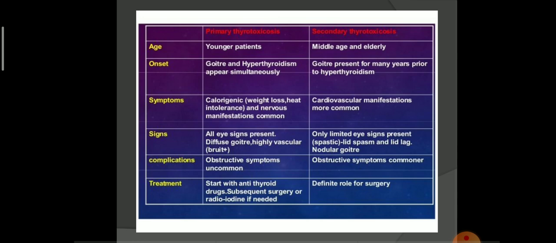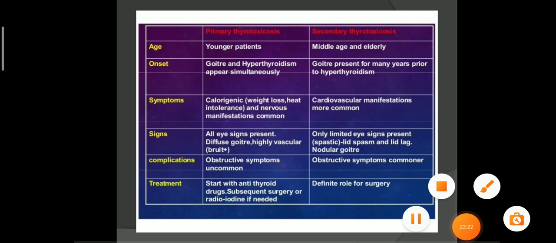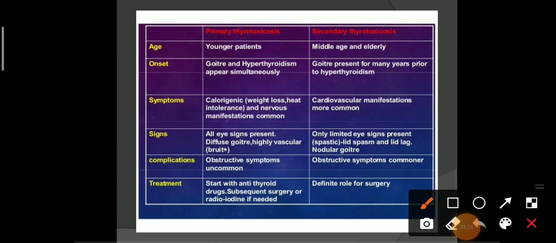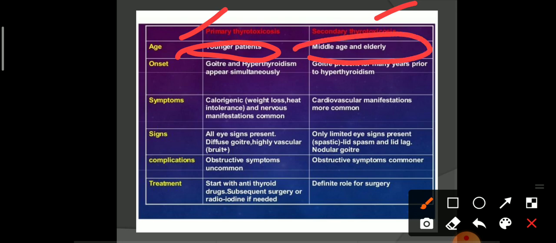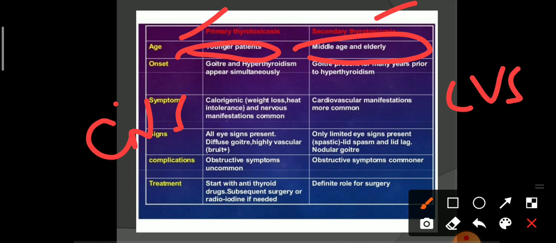Now coming to thyrotoxicosis. The name itself includes toxic, meaning excess. Excess production of hormone causes thyrotoxicosis. There are two types, primary and secondary. Okay, the primary occurs in young patients, whereas secondary occurs in middle-aged and elderly people. Next, primary includes CNS manifestations, whereas secondary includes CVS manifestations. Okay, the goiter is uniform and firm in primary and it is usually nodular in secondary thyrotoxicosis.